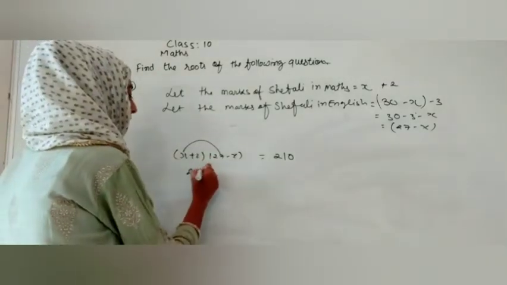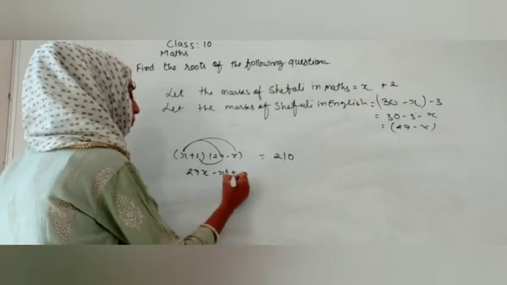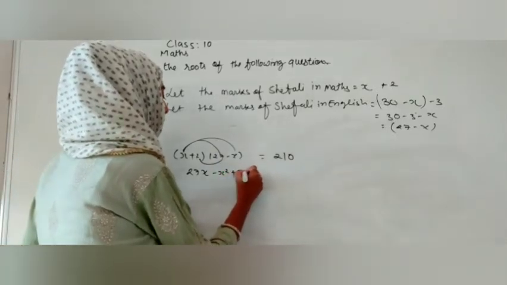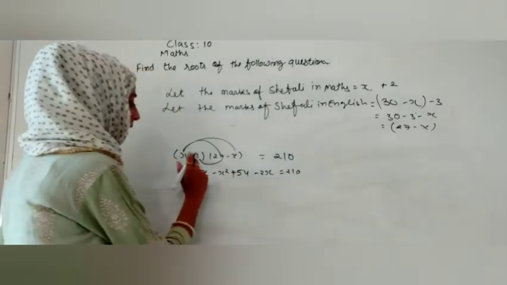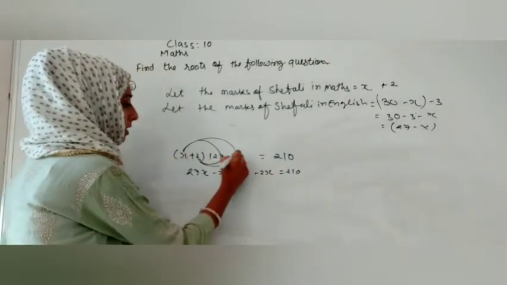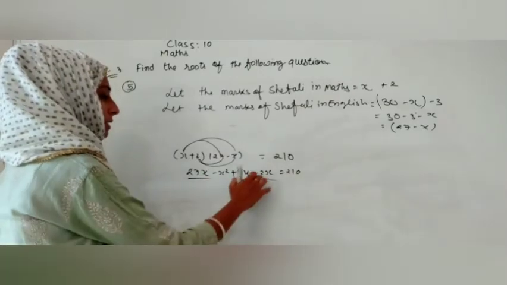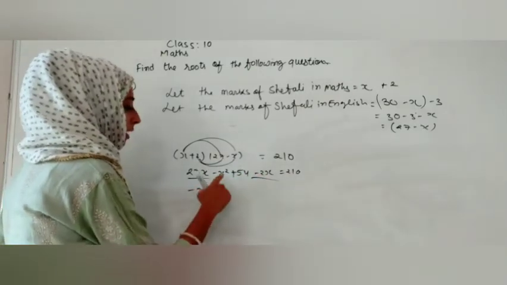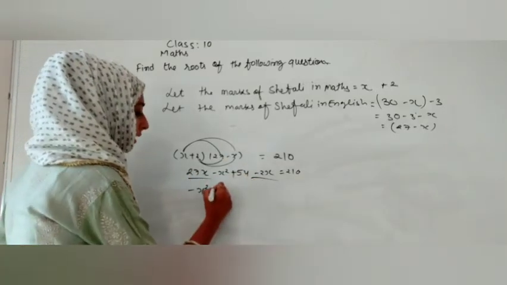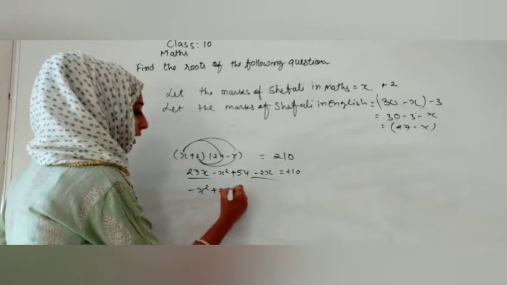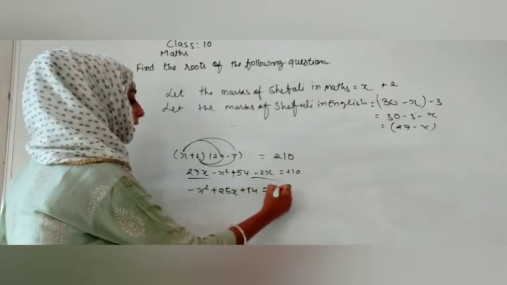So it will become 27x and that will become minus x square, and this will become plus 54 and minus 2x, and that is equal to 210, because when you are multiplying this, it will become minus 2x. Now let us solve minus 27x minus 2x. So it will make minus x square, 27 minus 2 will be 25, so there will remain plus 25x, plus 54 as it is and 210 as it is.